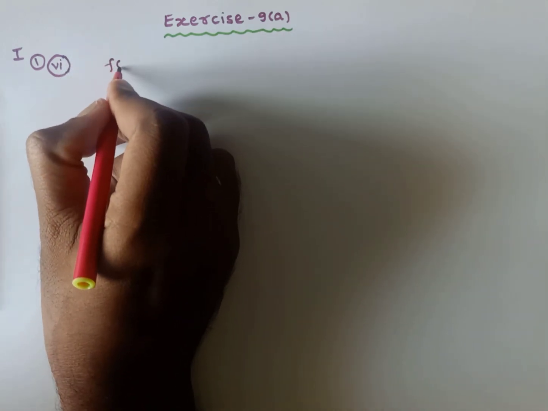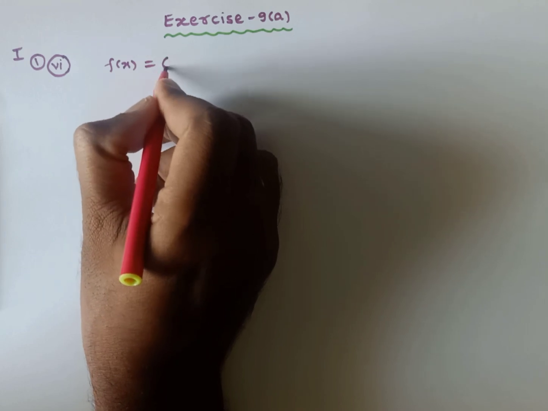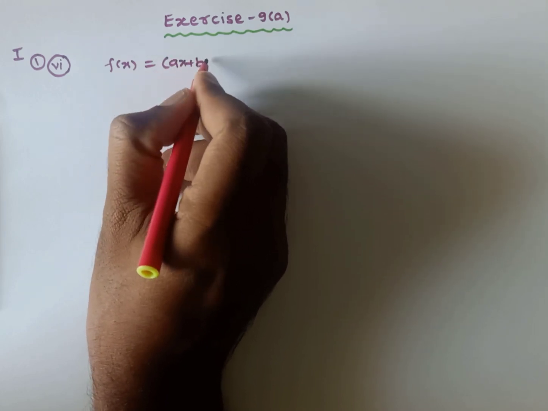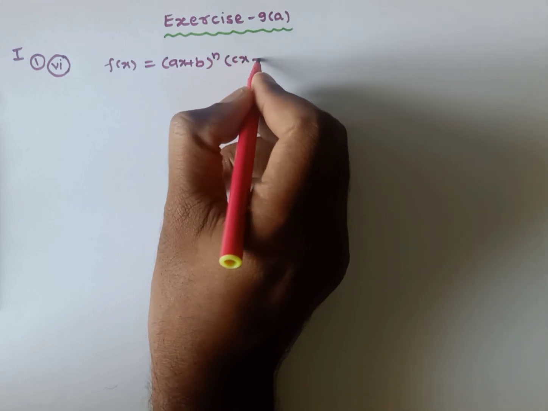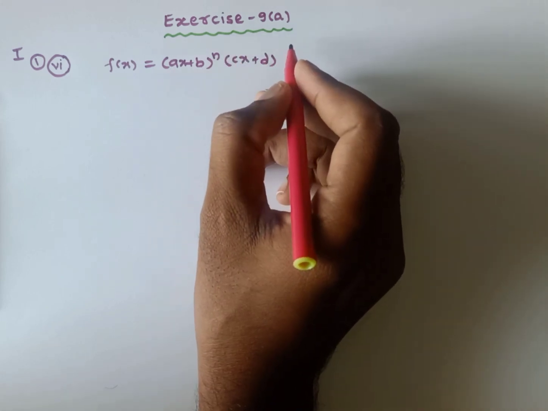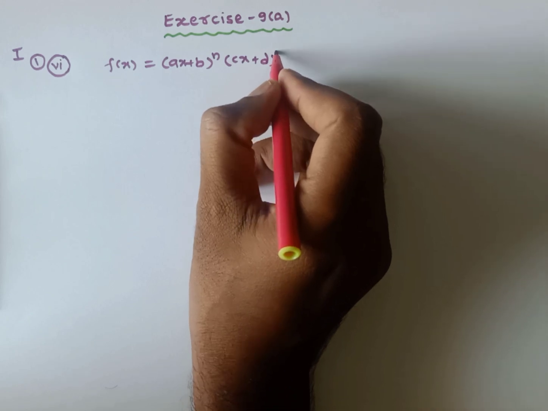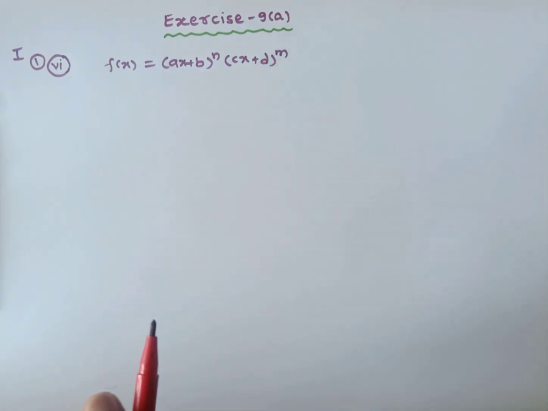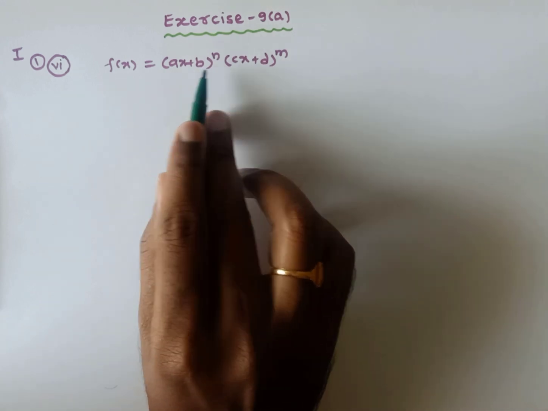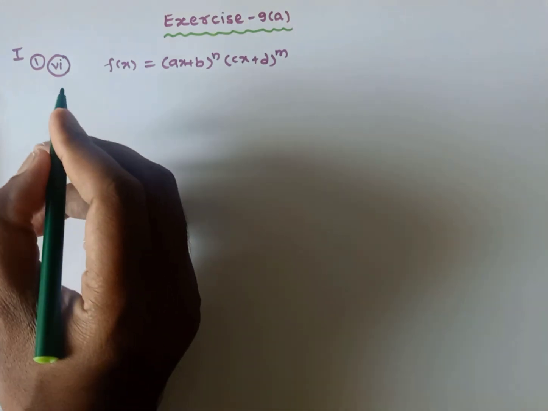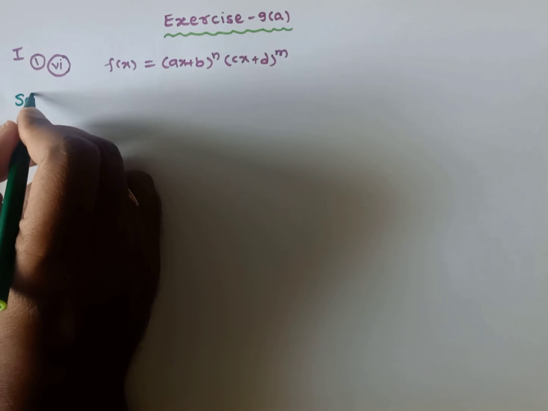So this is f of x equals (ax plus b) whole to the power of n into (cx plus d) whole to the power of m. Now here we need to apply the product rule. So this is in the form of u into v. So here differentiate on both sides with respect to x.